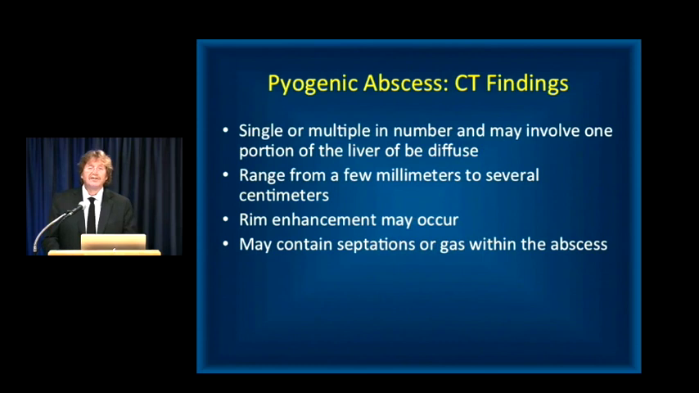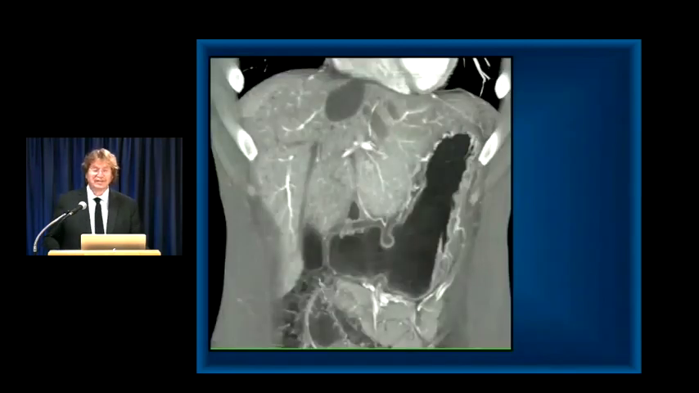When you talk about pyogenic abscesses, they can be single or multiple. They can range from a few millimeters to several centimeters. They may have rim enhancement. They may have septations, rarely have calcifications, and air within the abscess is indeed something that makes the diagnosis fairly straightforward, but I will say that abscesses containing air are far less than 20% of abscesses.